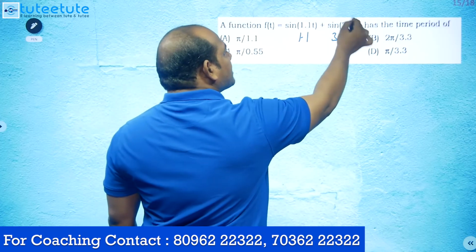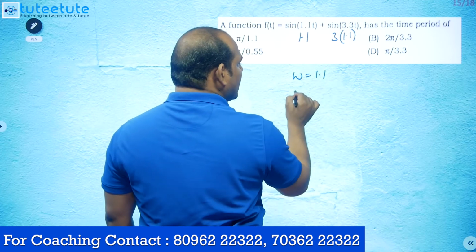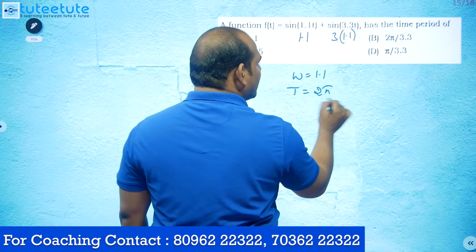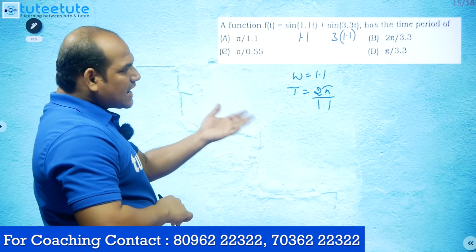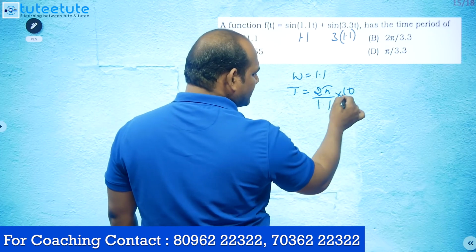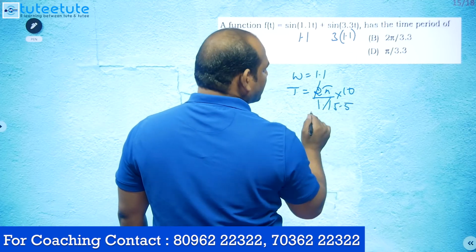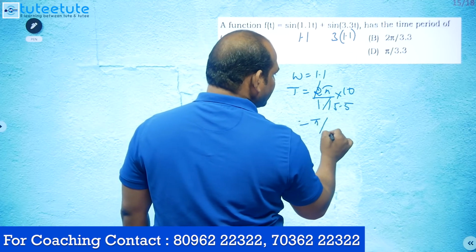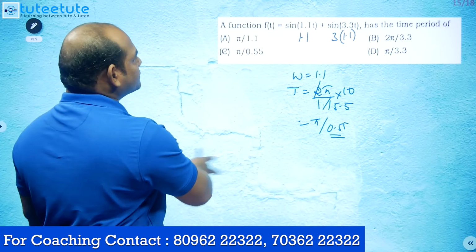So it is 3 times of this fundamental frequency, that is nothing but omega is equal to 1.1. If you take time period is equal to 2 pi by 1.1, we can take. According to this one you can write, it is 10, so here 11 and here 10 will come, so it is 5.5. In this manner you can write 5 pi by 0.55. So in this manner you can do that particular calculation.